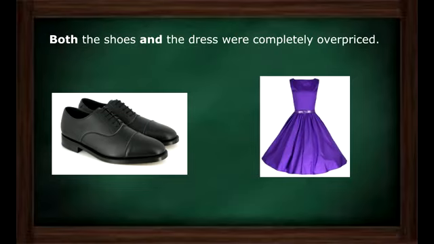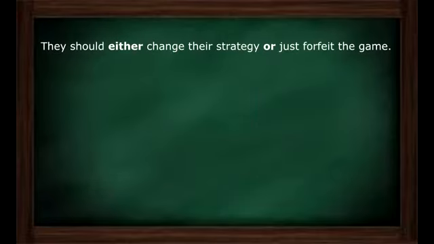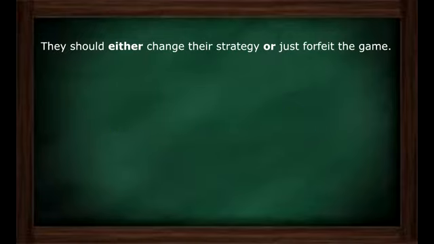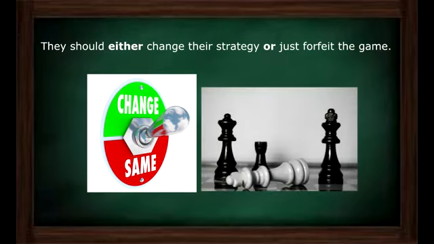They should either change their strategy or just forfeit the game. The "either... or" conjunctions are used to suggest a choice between two options. Here, the choice being suggested is between changing their strategy or forfeiting the game.